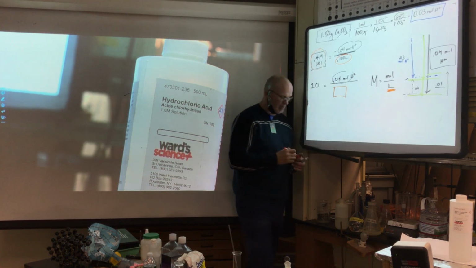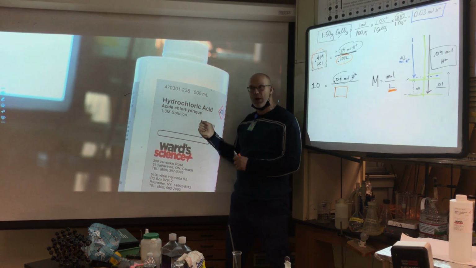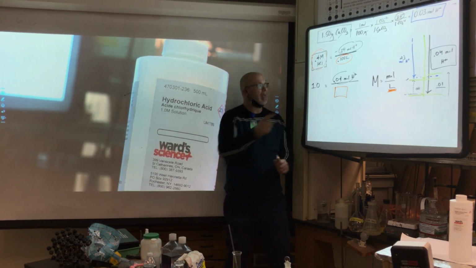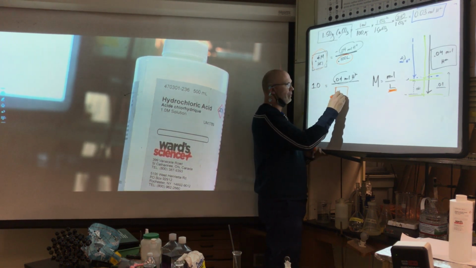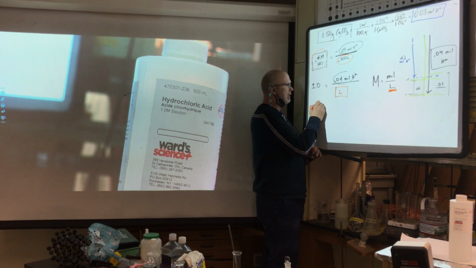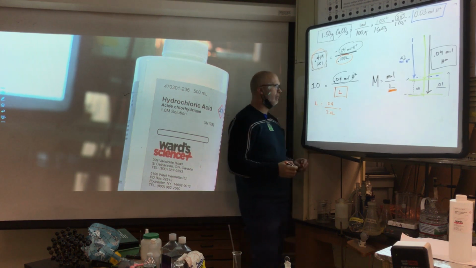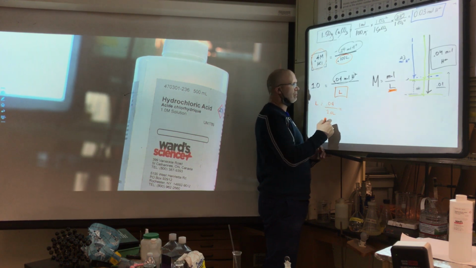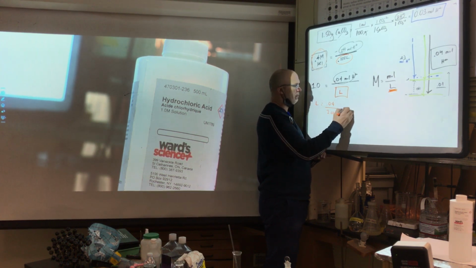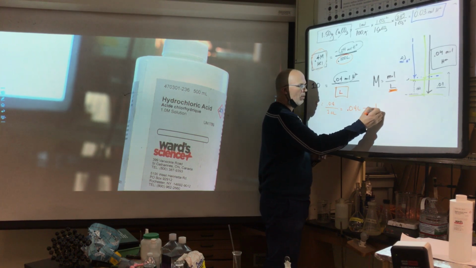I'm solving for exactly how many milliliters or liters of this I need to get these moles. Okay, well, do your algebra. When you do your algebra, you get that the liters is equal to 0.04 over 1.0 liters. When I solve for liters, I'm going to get 0.04 liters, which is the same thing as 40 milliliters.